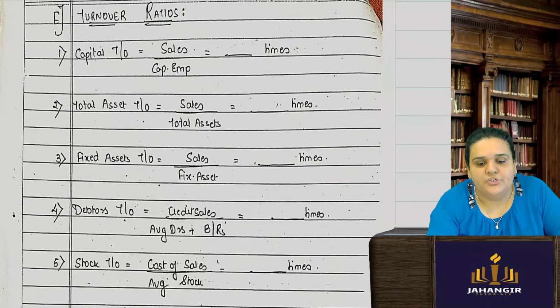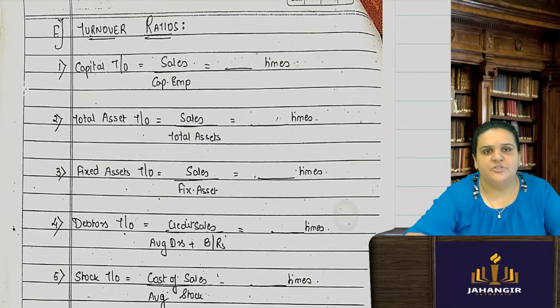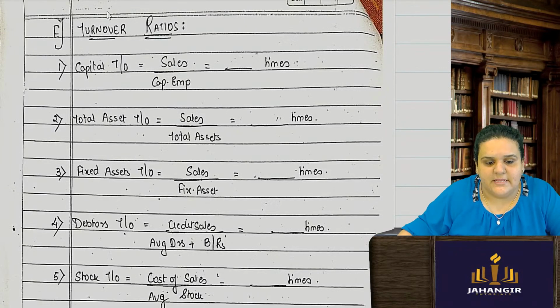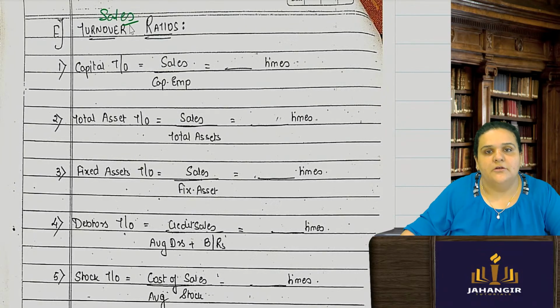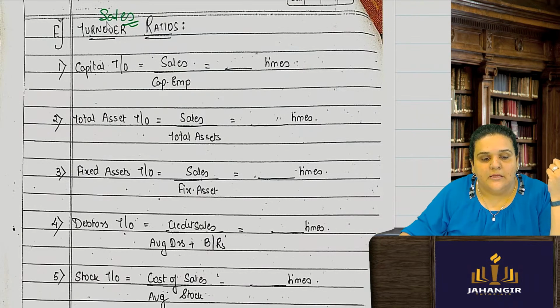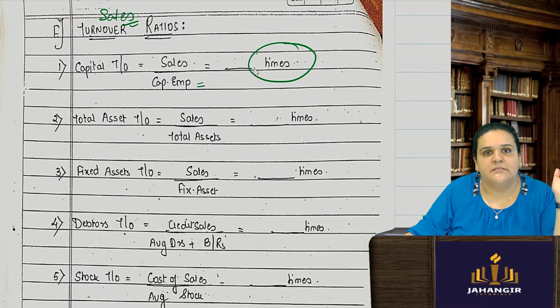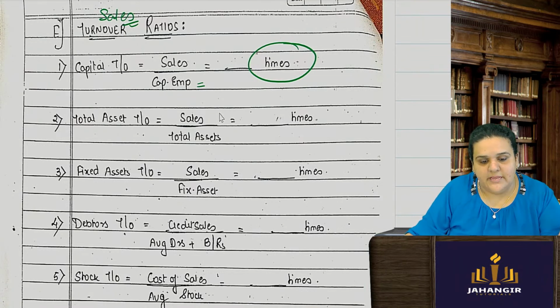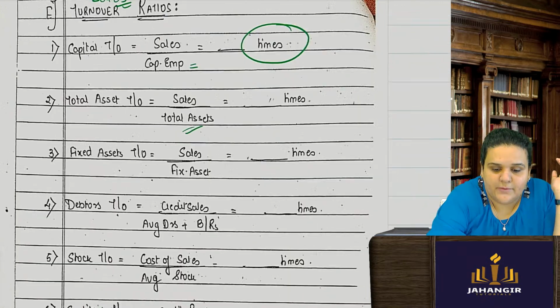Moving to turnover ratios. Easy ones. Turnover ratios. If I tell you turnover means sales. Just one word, understand. Turnover means sales. So if I tell you capital turnover ratio, it is nothing but sales upon capital employed. It will come in times. All these ratios now will be in times. Total asset turnover ratio, again same. Sales upon total assets. The ratio will be in times.